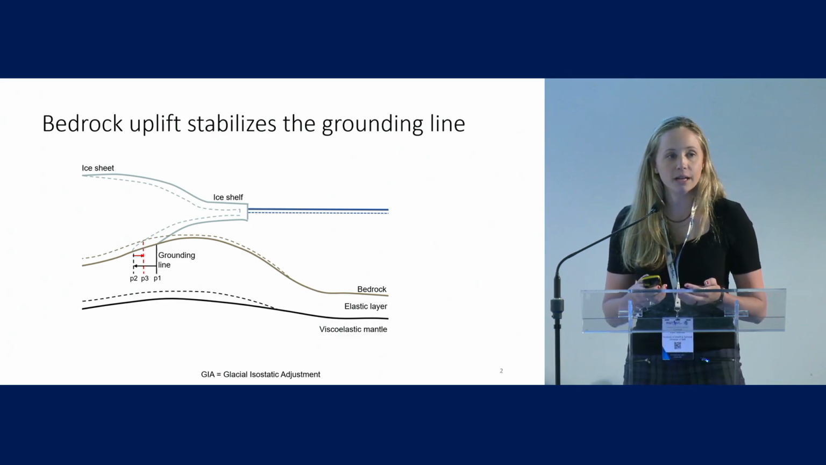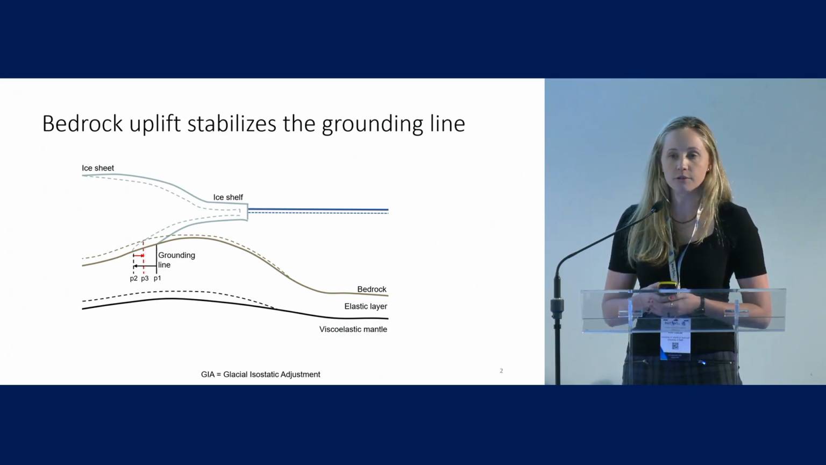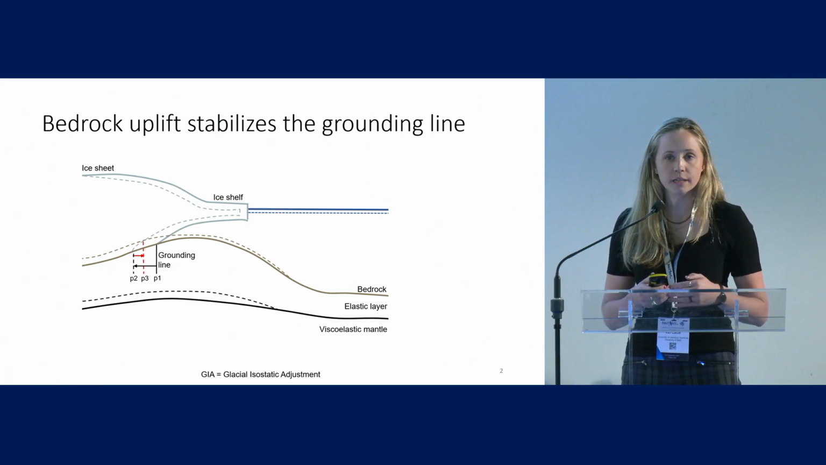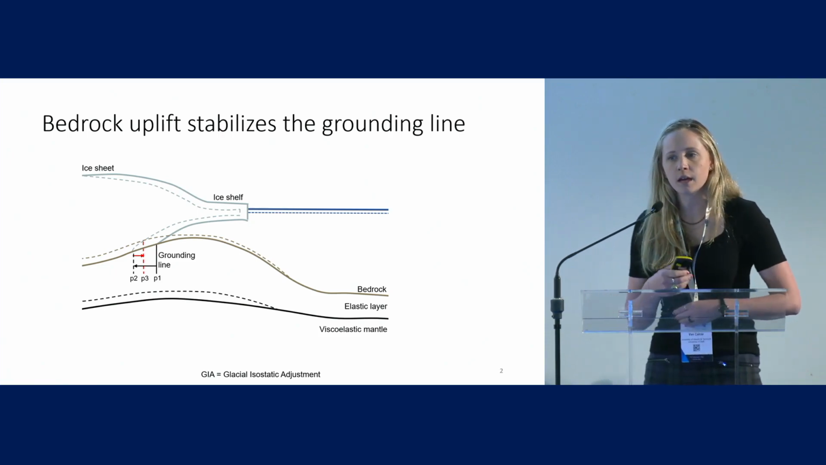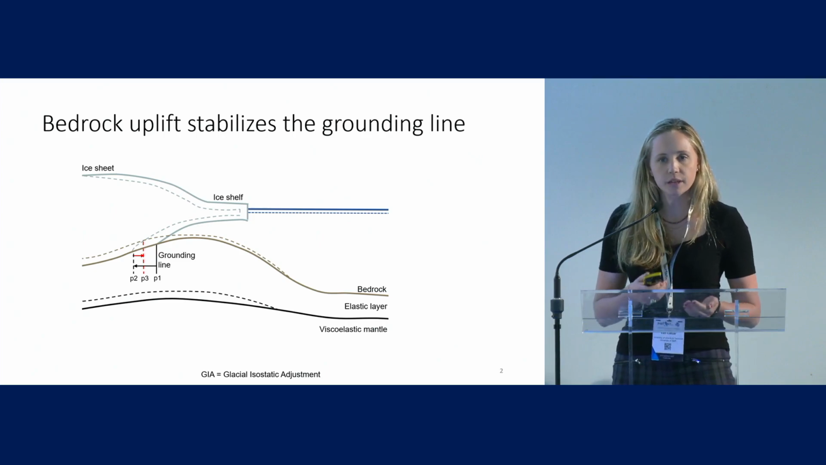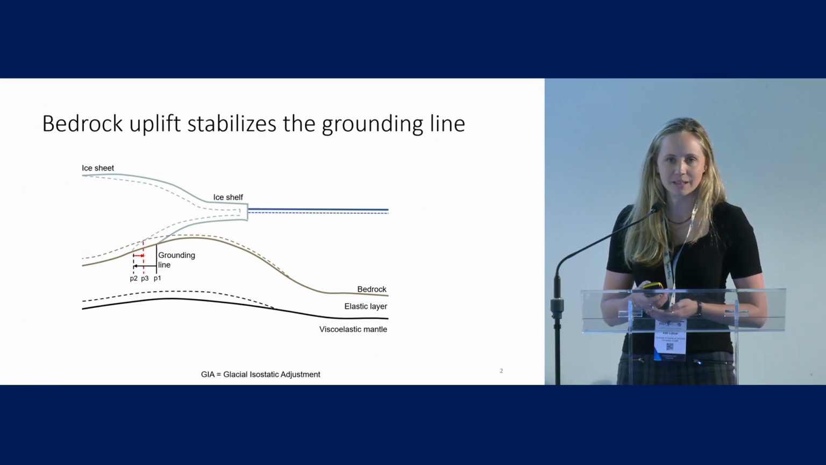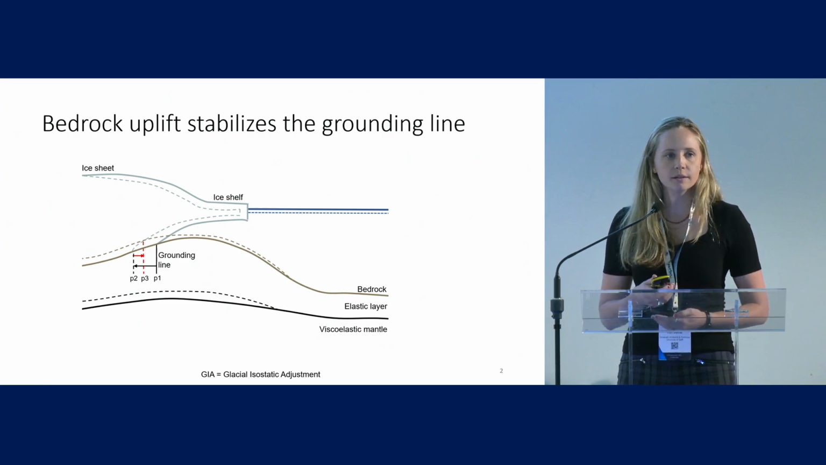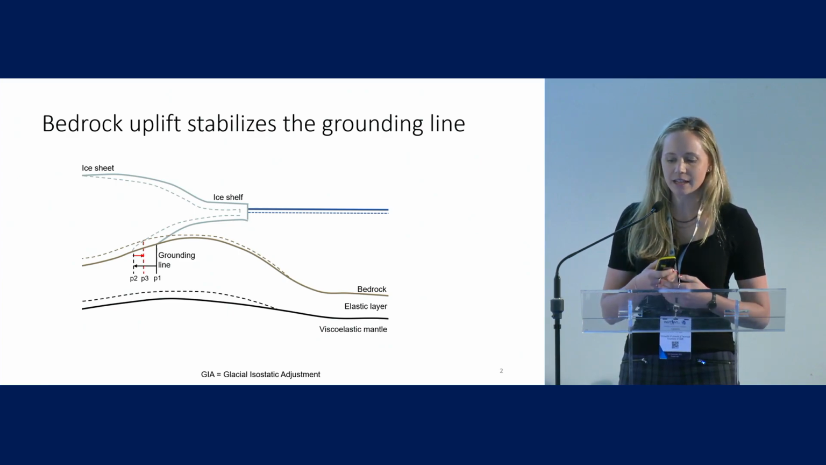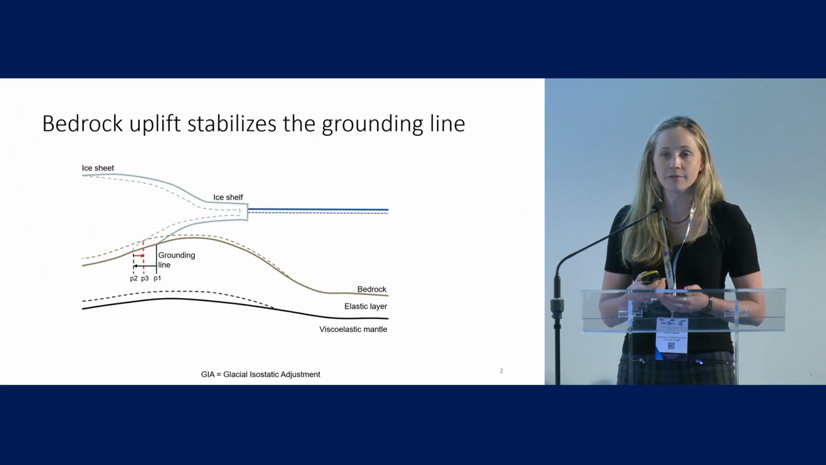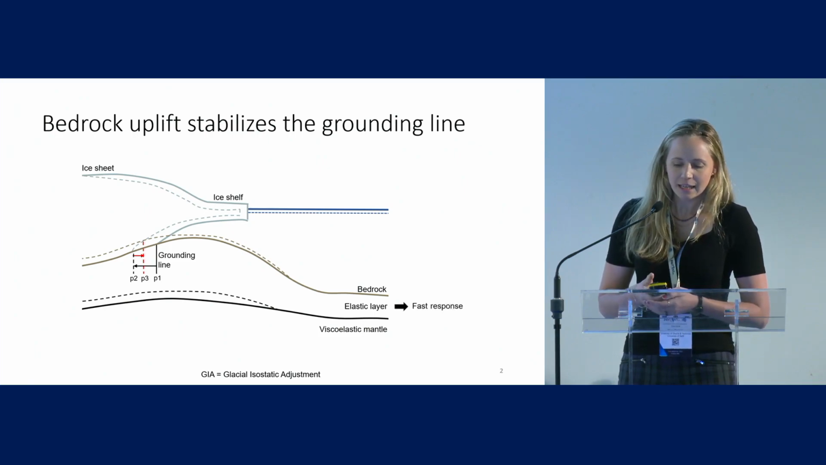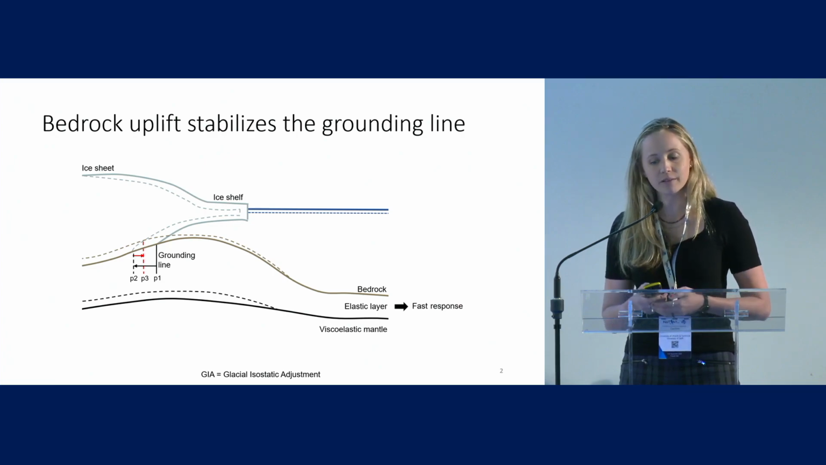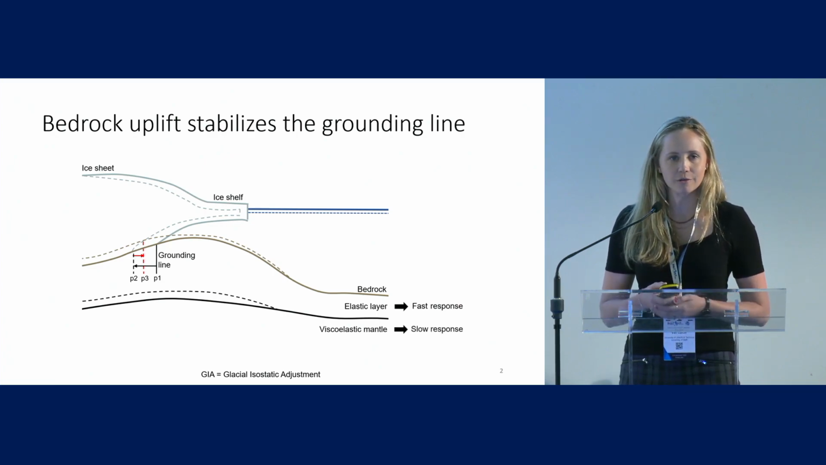And this grounding line advance is also decreasing the ice flux towards the ice shelf, and it's also lowering the sea level, which means in our setup of an ice sheet model that the ocean temperature at the base of the shelf would also differ and become a little bit cooler. So also the bedrock slope changes. So altogether, the bedrock uplift is a stabilizing effect, mostly via the grounding line. And the elastic layer gives a fast response, and the viscoelastic mantle gives a slow response.